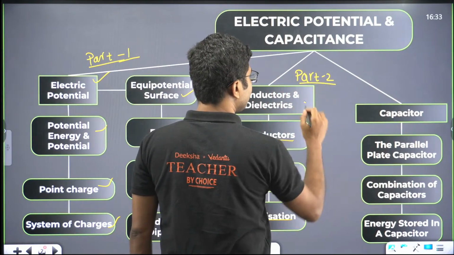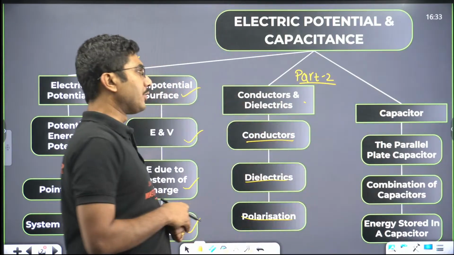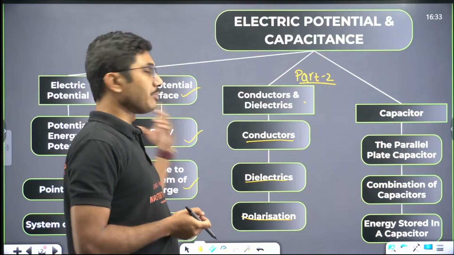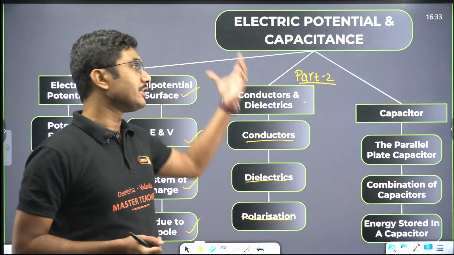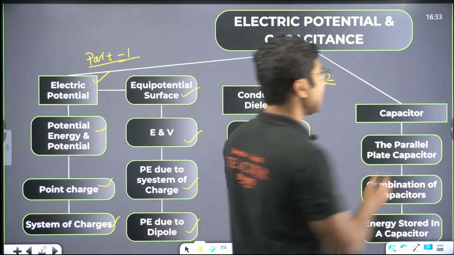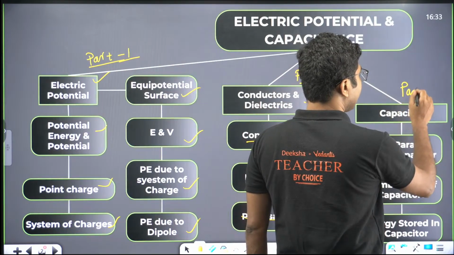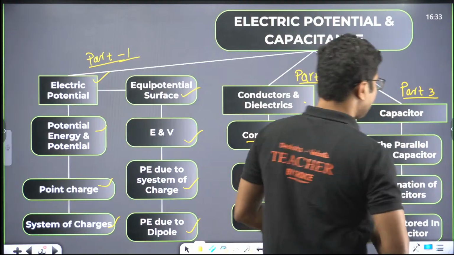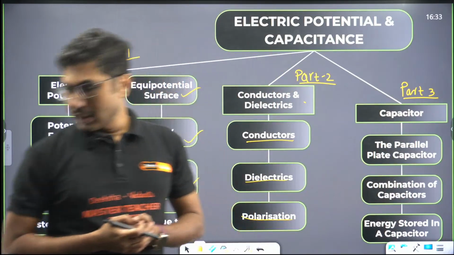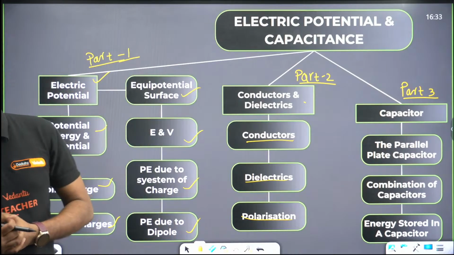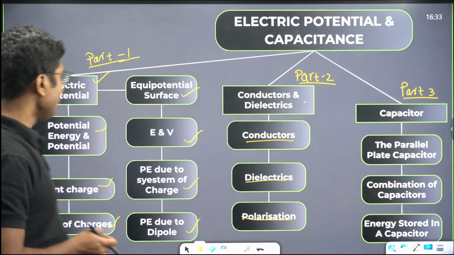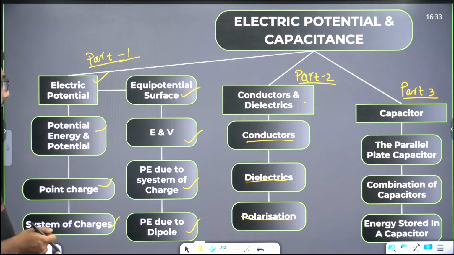In this portion we are going to cover what are conductors, dielectrics, some properties of conductors, some properties of dielectrics, and polarization. These are the topics that we are going to discuss in today's session. And in the third part, we will cover capacitor, the parallel plate capacitor, combination of capacitors, and energy stored in a capacitor. So these are the things that we are going to cover in our part 3. So this is the chapter summary. Now let's move on with the discussion.